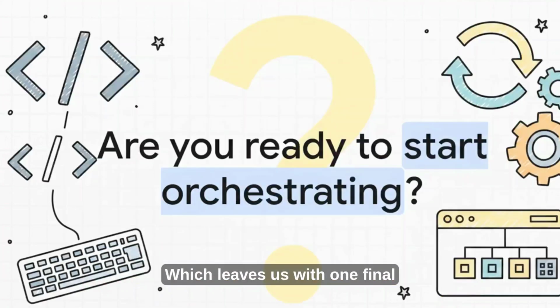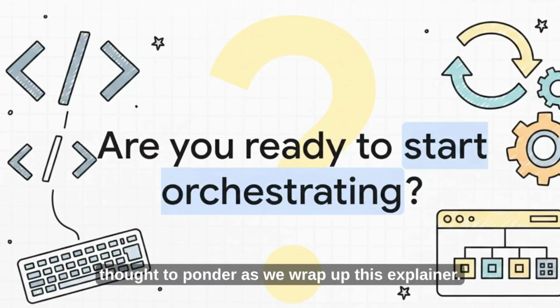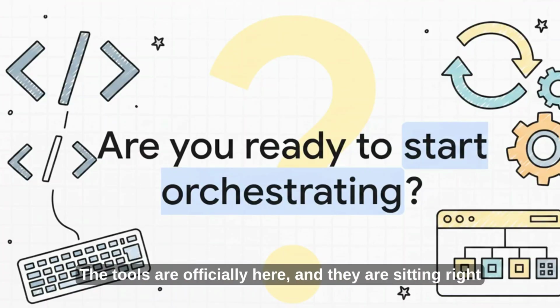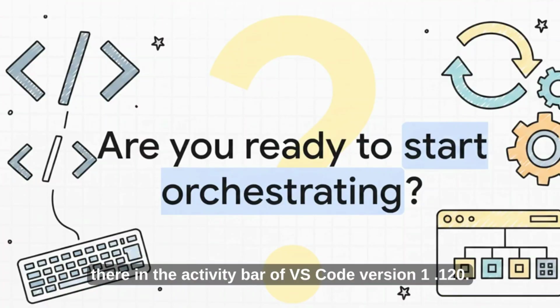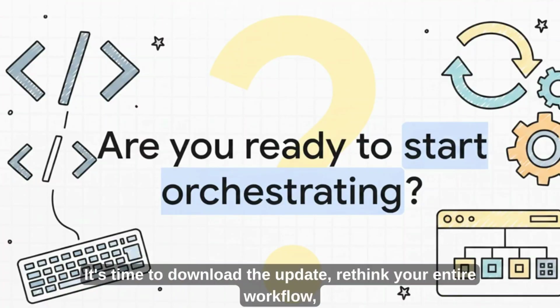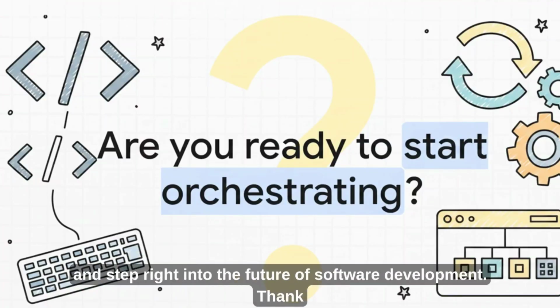Which leaves us with one final thought to ponder as we wrap up this explainer. Are you ready to stop coding and start orchestrating? The tools are officially here, and they are sitting right there in the activity bar of VS Code version 1.120. It's time to download the update, rethink your entire workflow, and step right into the future of software development.